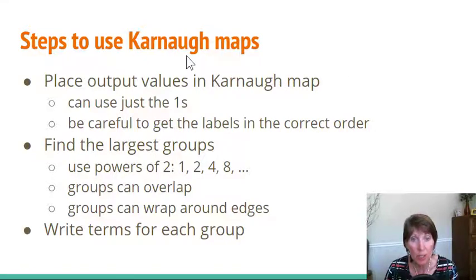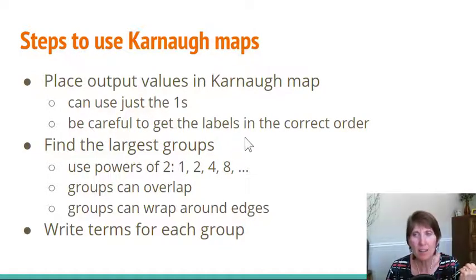So the steps to use a Karnaugh map are: first, place the output values in the Karnaugh map. You can use just the ones if you want to, and if you put zeros in, that's fine too. Be careful to get the labels in the correct order. This is the tricky part. And you also need to be careful to map it to the right box.